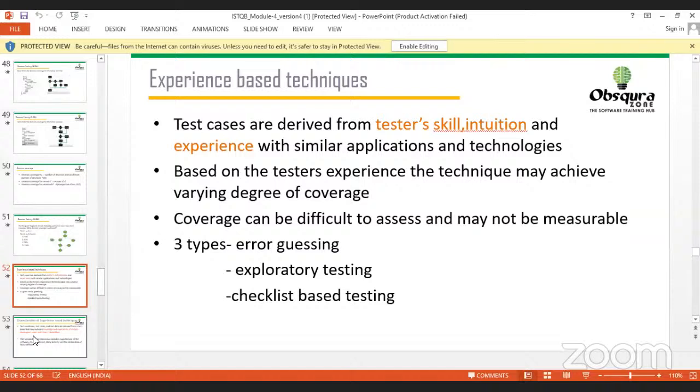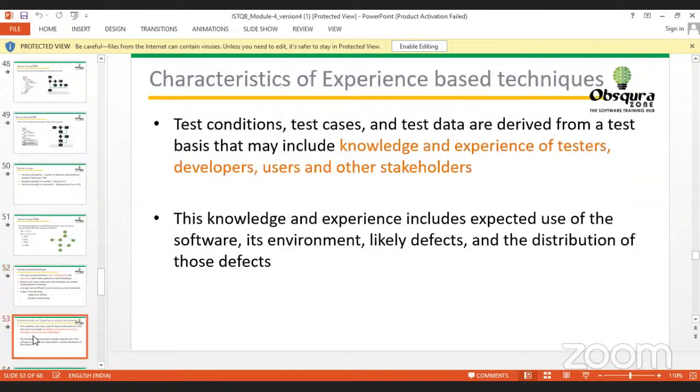So the coverage can be difficult to assess here, and it may not be measurable also. So there are three types of this experience-based testing: error guessing, exploratory, and checklist-based testing. Okay. Now, characteristics of experience-based technique. Here the test conditions, test cases and test data are derived from a test basis that includes the knowledge and experience of testers, developers, users, and other stakeholders.